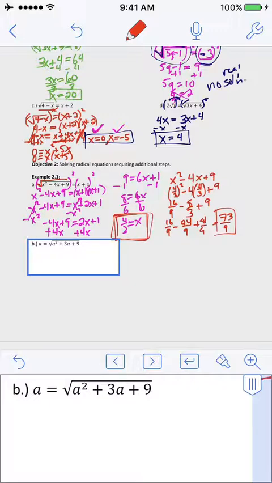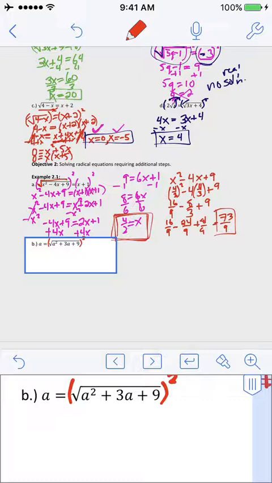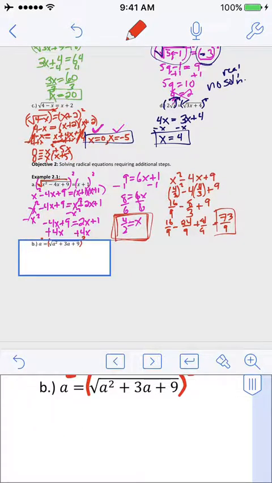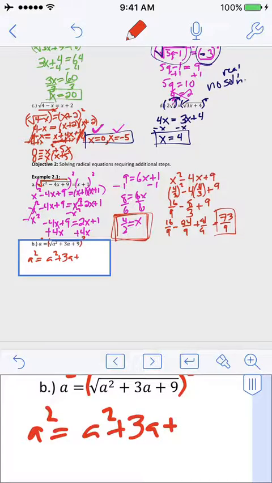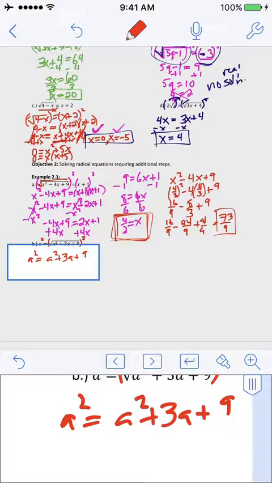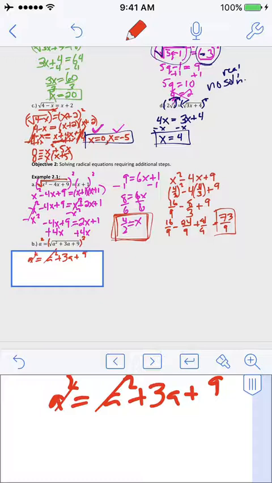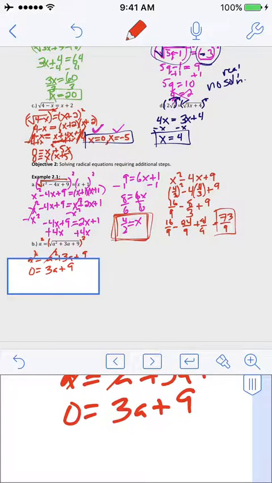Okay. Again, I've got an entire side being square rooted, so I can square it. Square both sides. I get a squared is equal to a squared plus 3a plus 9. Again, quadratic on both sides is a gift. I end up with 0 is equal to 3a plus 9. Negative 9 is equal to 3a, right? Subtract the 9 over, move it over.